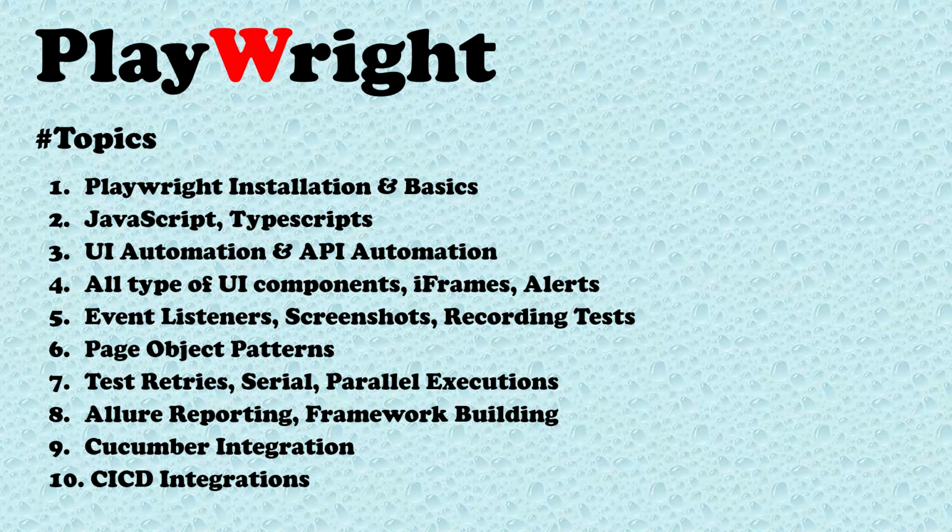So UI automation, API automation, we are going to see both things. We have already discussed iframes, alerts, all these things; we are going to cover them in this. Event listener, screenshot: you don't have to write any code for taking a screenshot. By default, Playwright handles the screenshot. It's a big thing, right? Because in Selenium, we have to write lots of code to take a screenshot. But here, screenshot is by default.